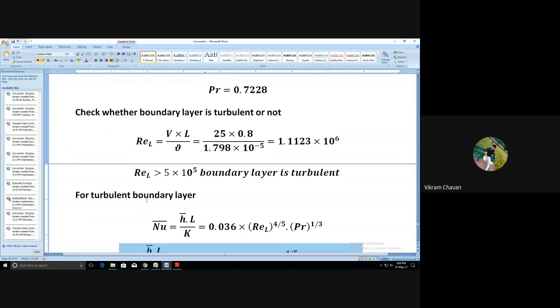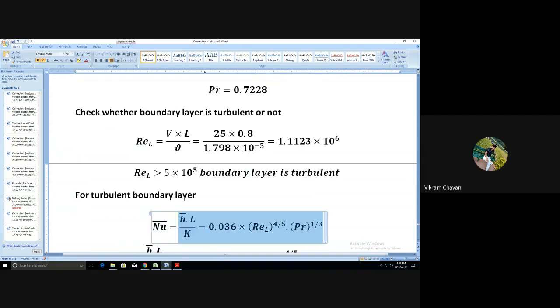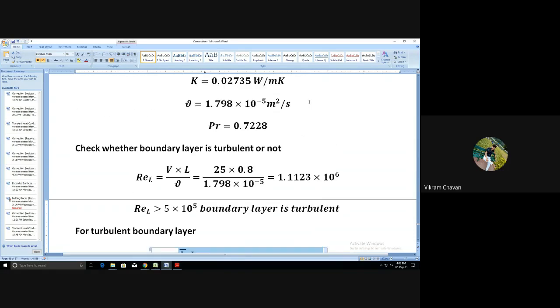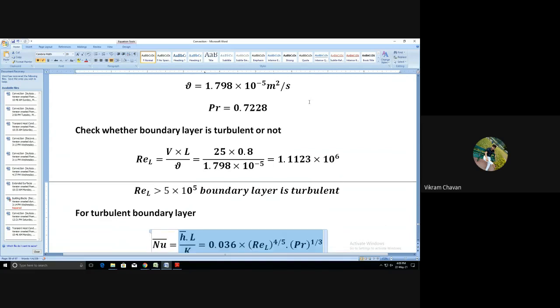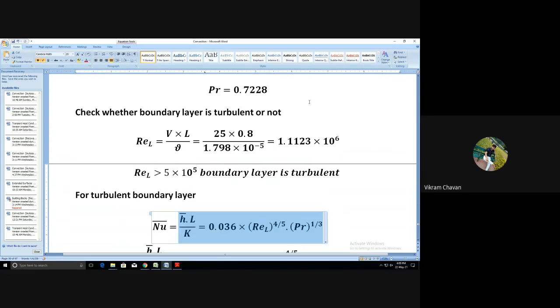You have to consider the length as length of a plate. In this particular formula, length is the length of the plate, and thermal conductivity we have calculated by using the table. Thermal conductivity is 0.02735 watt per meter Kelvin. Sachin has got the answer as h bar equal to 75. Please check once again if there is any variation in the answer.